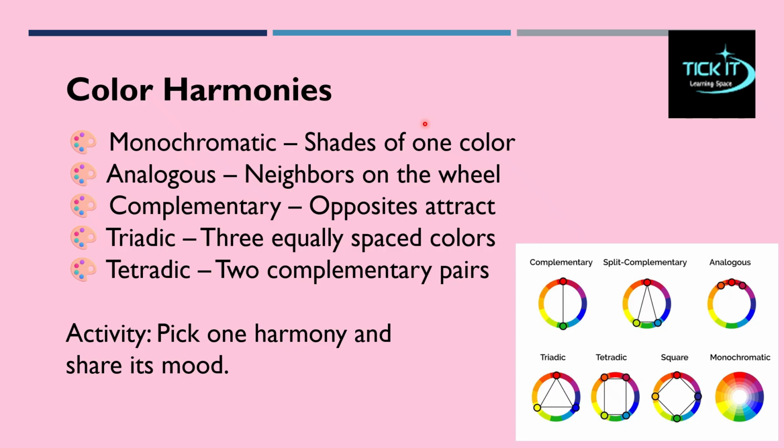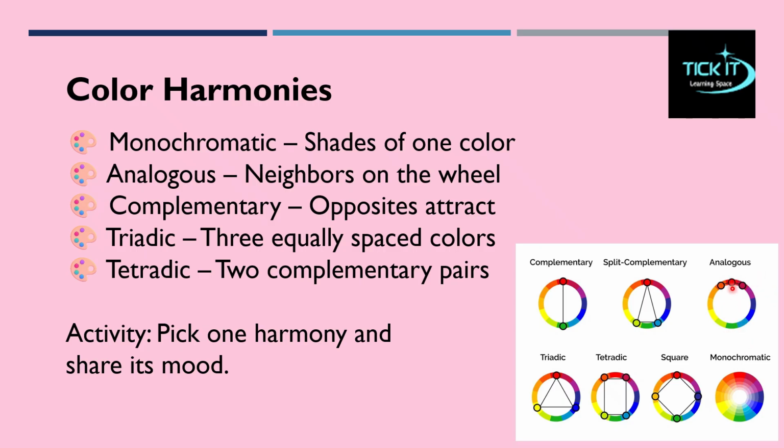Now let's look at color harmonies. We have monochromatic, analogous, complementary, triadic, and tetradic. Let's look at each and every one of them individually. So monochromatic, this is shades of one color. As you look at this graph here, that represents the monochromatic. You have different shades of each and every color. If it's the blue, if it's the maroon, if it's the red, we have different shades of that specific color mentioned.